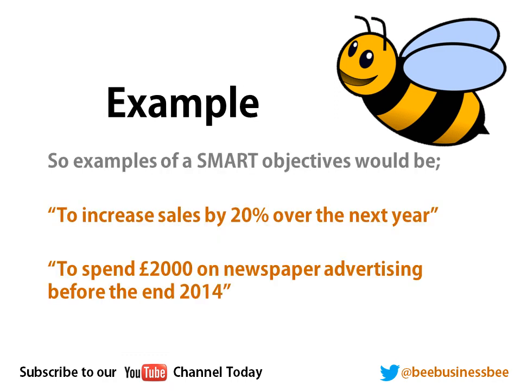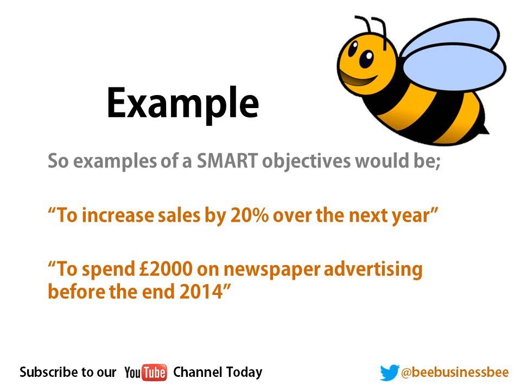So let's have a look at an example of a SMART objective. To increase sales by 20% over the next year. To spend £2,000 on newspaper advertising before the end of 2014. If you look at both of those examples, it's very clear what we have to do. In the first one, we have to increase sales by 20%, and we have to do it by the end of next year. So you can see that we can measure it, and we've got a time limit on there. We can look back next year and say, have we increased sales by 20%? If we have, then it's been achieved. If we haven't, then we failed.